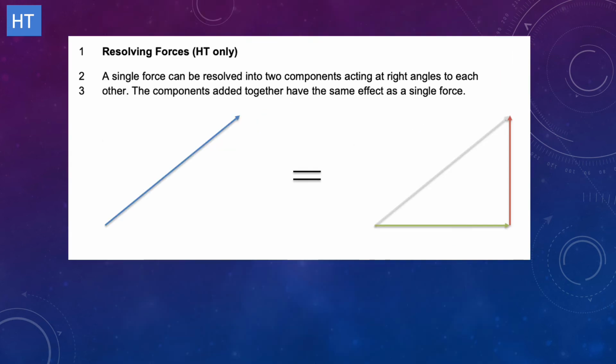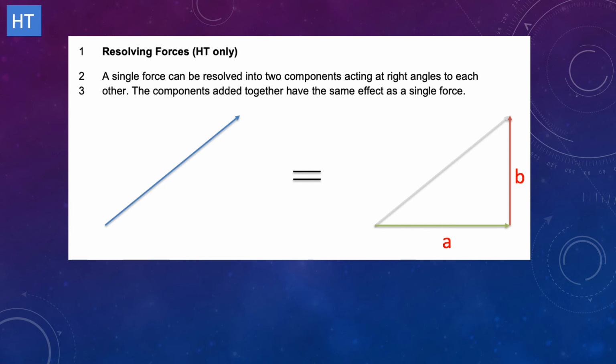The only thing here is figuring out, now that you have a force that's going diagonally, your resultant force, how big is that force? Every single force can be resolved into two components acting at right angles. So we're going to be looking at right angles, and that's going to be 90 degrees. So you have your green and your red, and I'm going to label this as A and B. A and B are your horizontal and your vertical components.